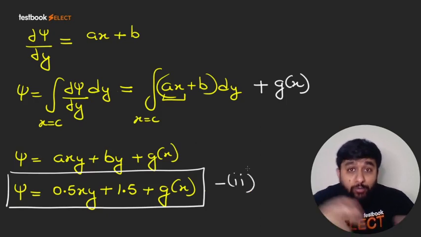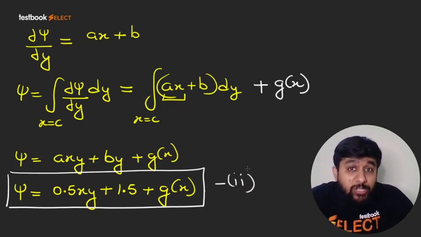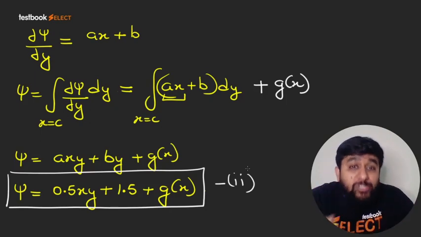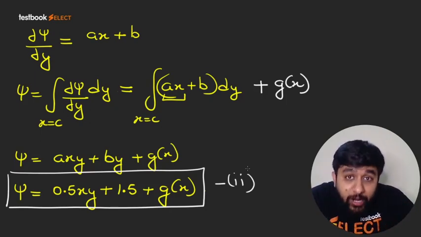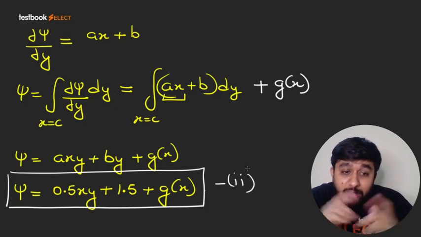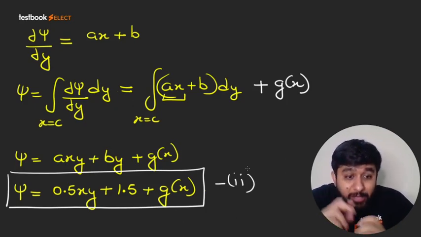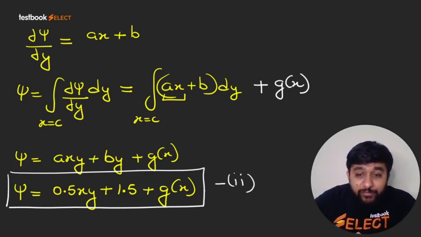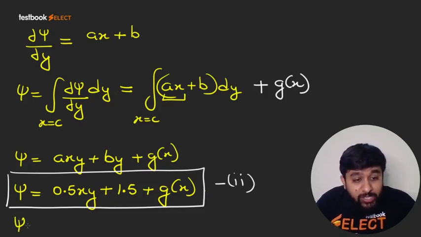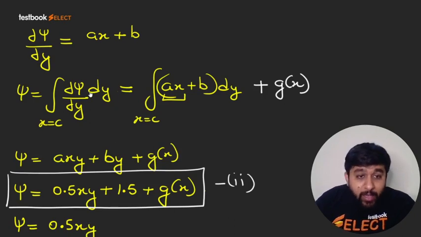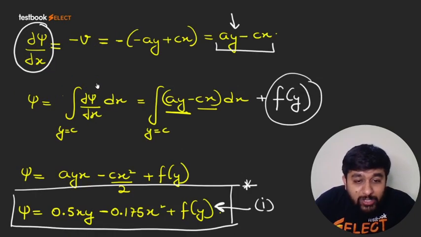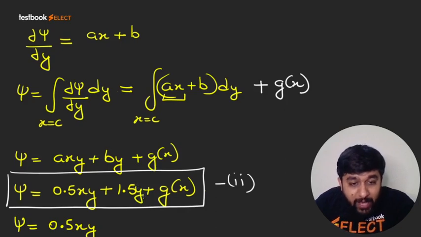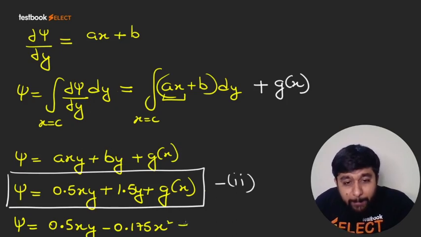So basically from two equations we have found two expressions of psi, and definitely these two psi must be same. For a given flow field there can be only one stream function. So both of the psi must be same. So let me write the other stream function here only. What was the other stream function? It was 0.5 xy, and I think there was minus 0.175 x square plus a pure function of y.